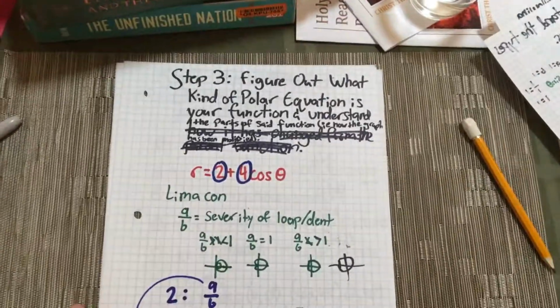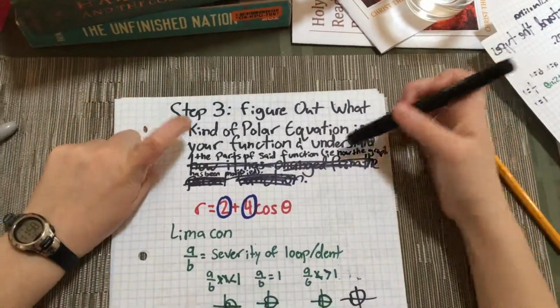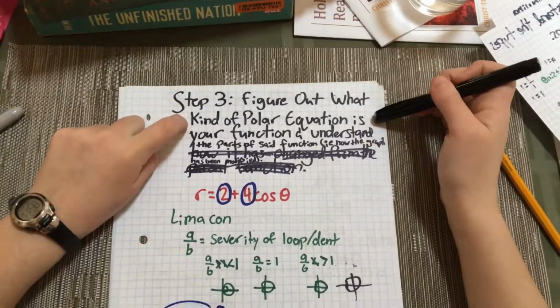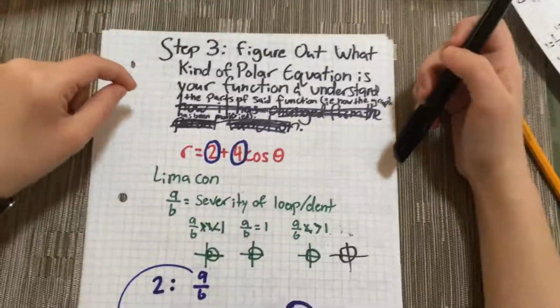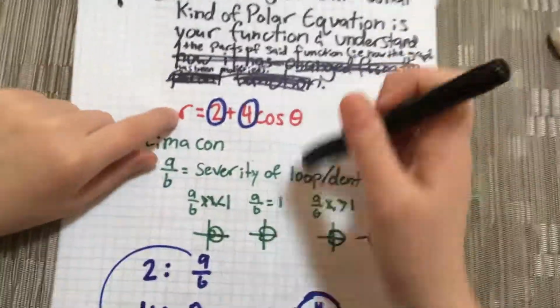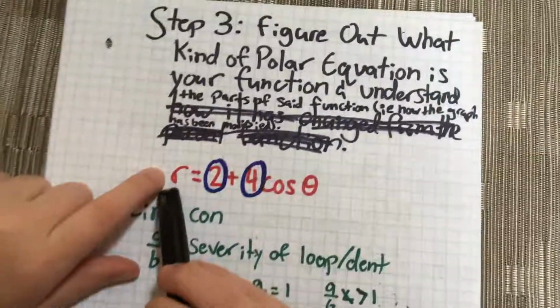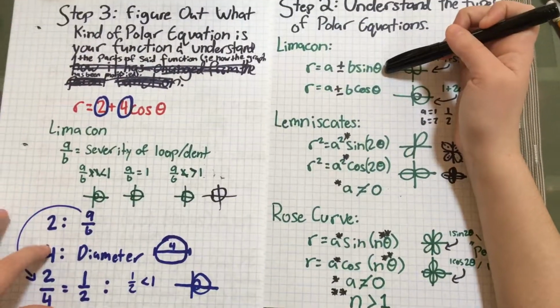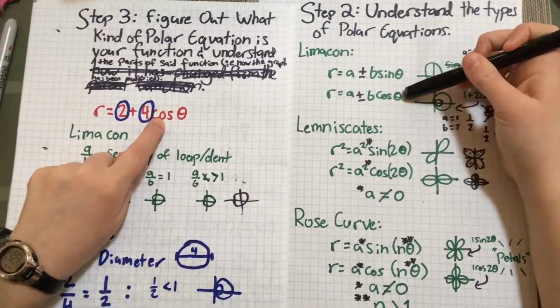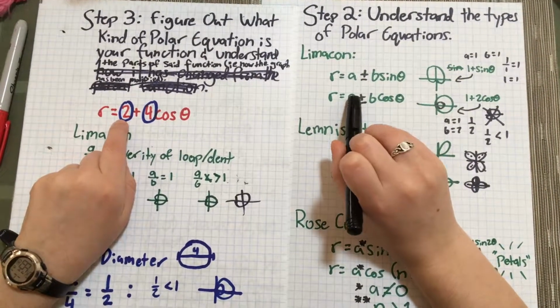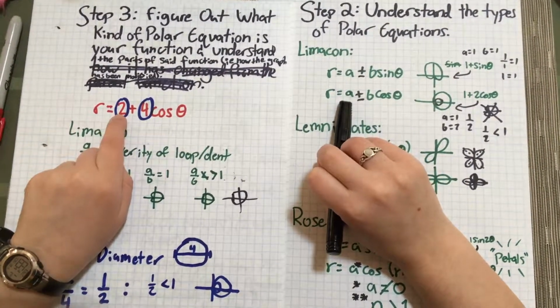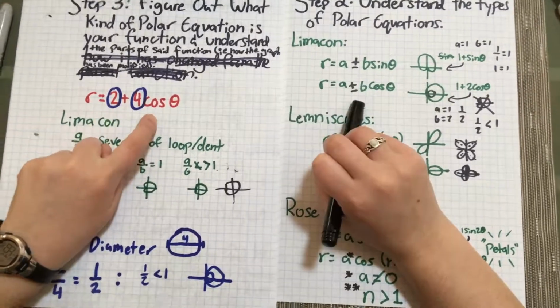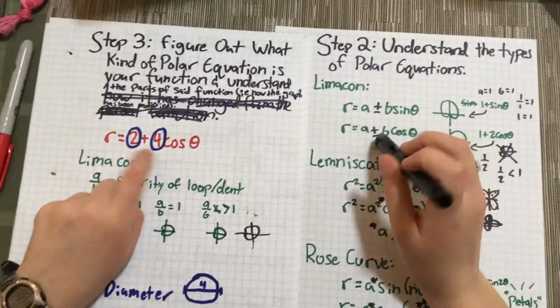Okay, so now our third step. We want to figure out what kind of polar equation our function is and understand the parts of said function. So here, remember our equation is r equals 2 plus 4 cosine of theta. Now we can compare that to our types of polar equations. Does it follow this pattern? No, because it's a cosine. Does it follow this pattern? Yes, because it's a cosine. Okay, now let's compare. The a would be the 2, the b would be the 4, and it doesn't have anything else that deviates from this, so it has to be a limacon.